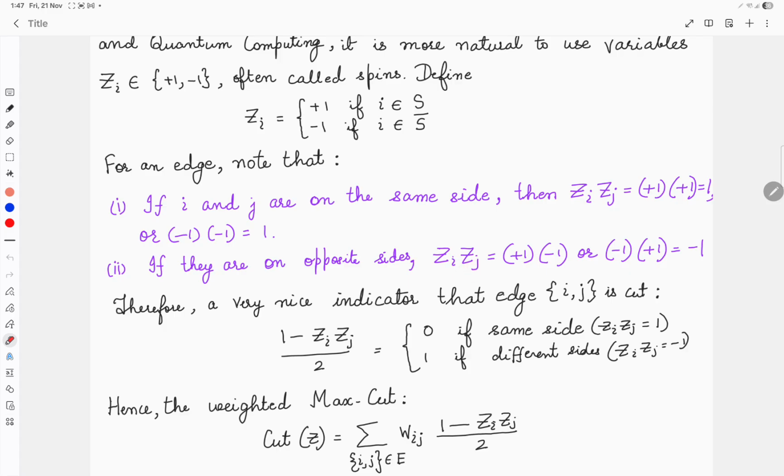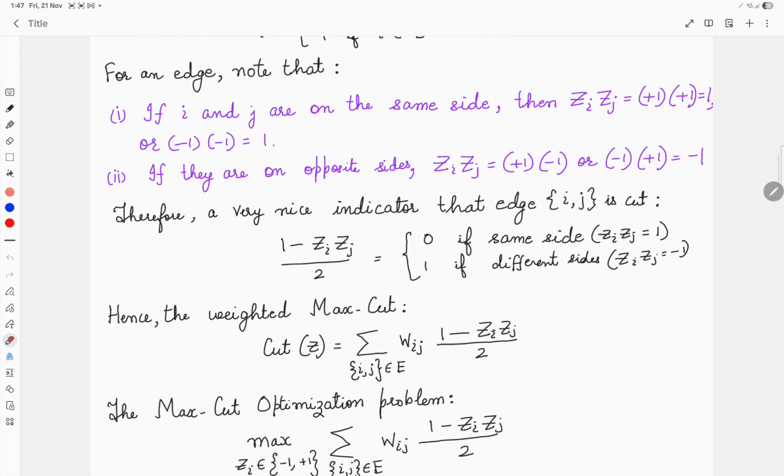But we will consider that edge where the product of these two spins is -1. So that edge can be a part of our maximum cut solution. So a very nice indicator that edge i, j is cut is this function: 1 minus zi zj, divided by 2. So now you see the spin variable is related to +1 and -1. This is how we are changing it to 0 and 1.